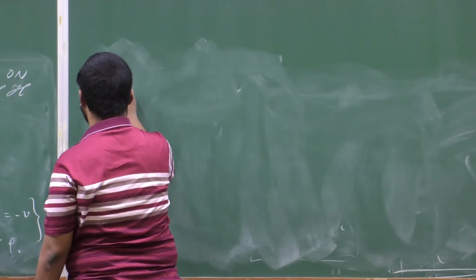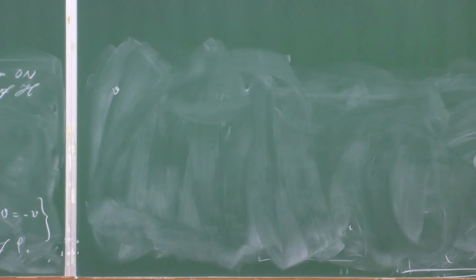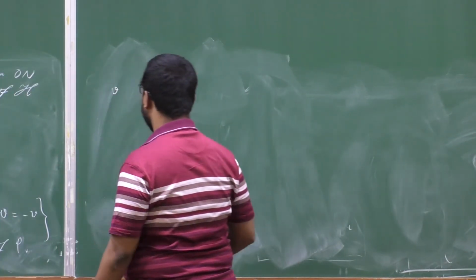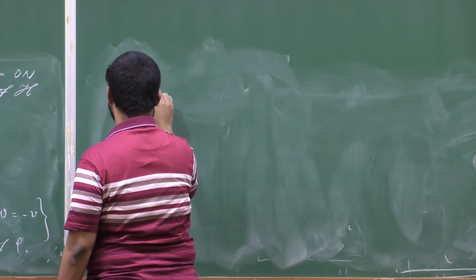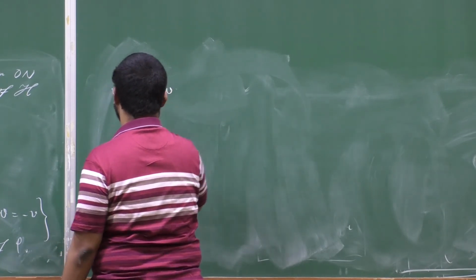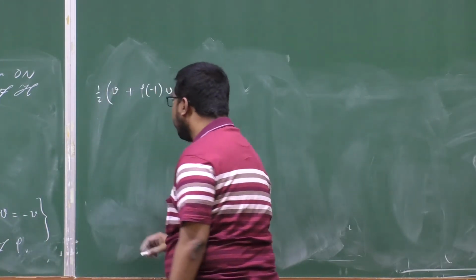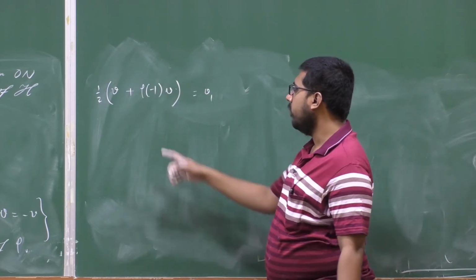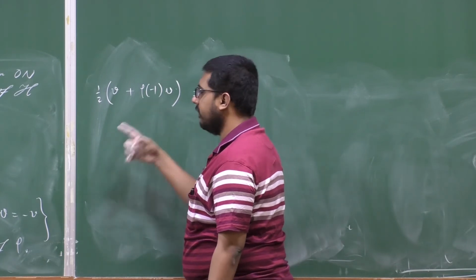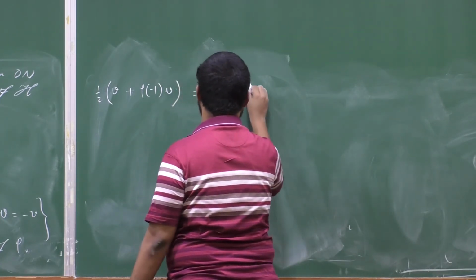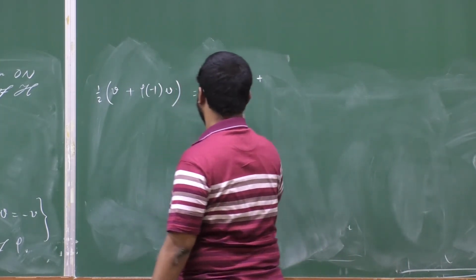So, given any V, what should be its projection onto this? Isn't it the following: V plus rho minus 1 V by 2, what about this vector? If we call this V1, by its very definition rho minus 1 is identity. So this is easily seen to be in V plus. Maybe we should write a small plus here.